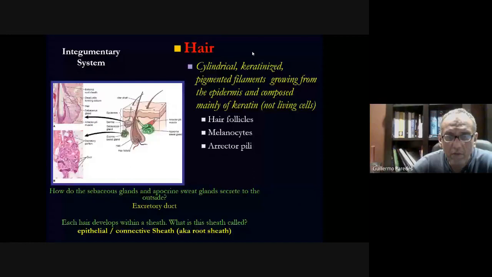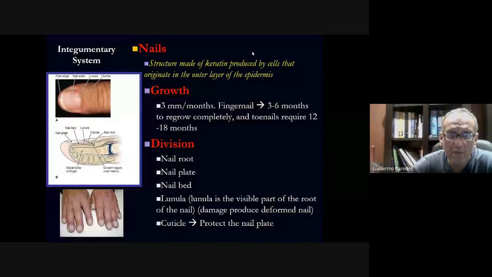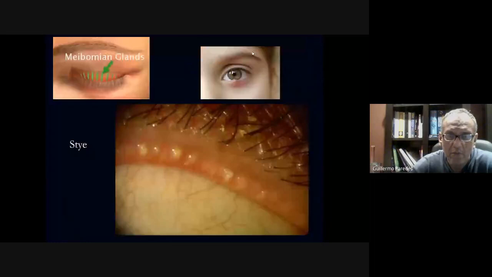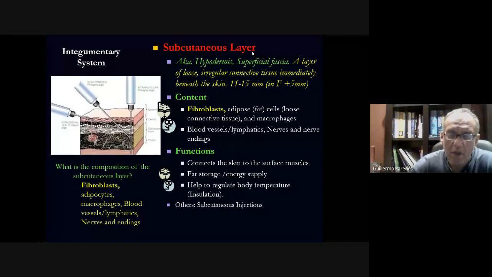All right, so the nails are going to be the same story. The nails are part of the integumentary system, and they are going to have these layers too. Before that, we need to talk about the subcutaneous tissue. The subcutaneous tissue, which we call the hypodermis, is below the dermis. It basically contains loose fat. The subcutaneous layer is going to be a boundary between the skin and the muscle.